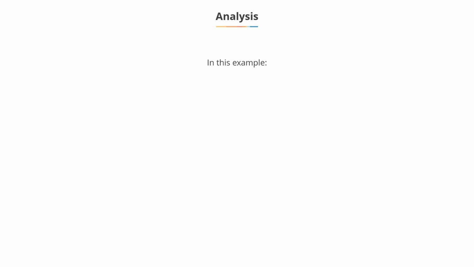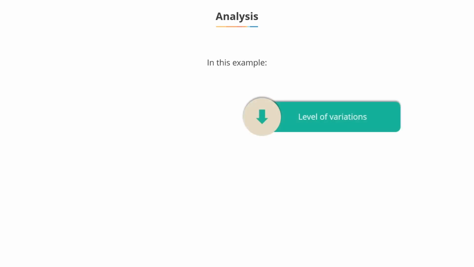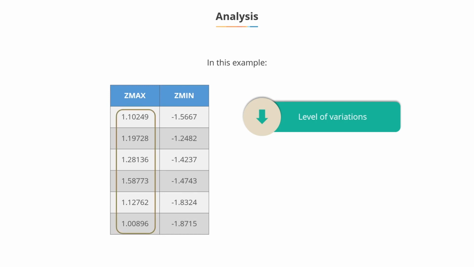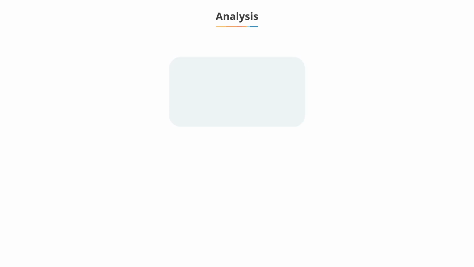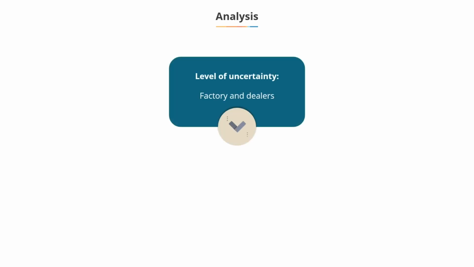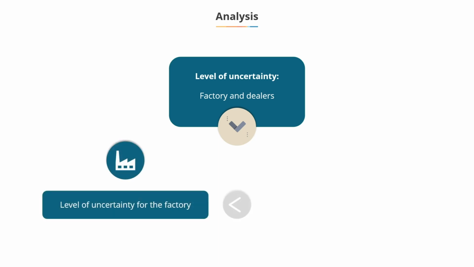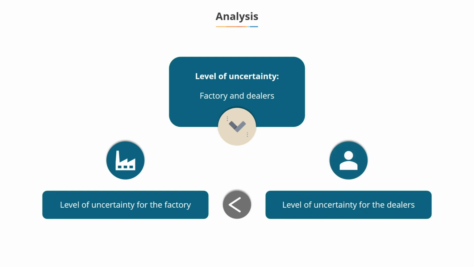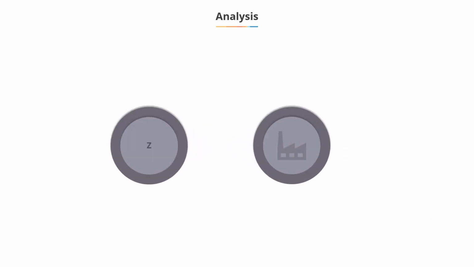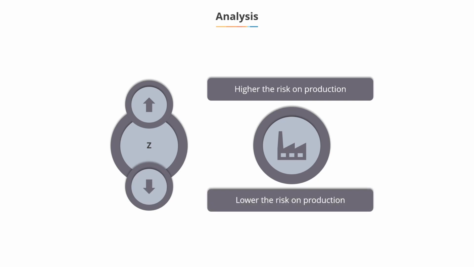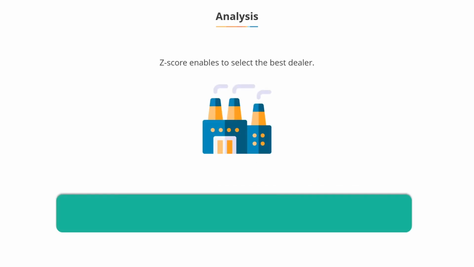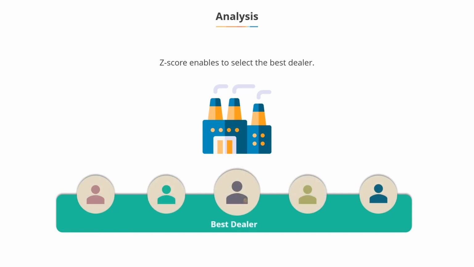In this specific example, however, owing to low levels of variation, as observed from the coefficient of variation, we can see that the z-scores or the standard scores vary over a narrow range, which shows that the levels of uncertainty, both for the factory and the dealers, and consequently the risk, are quite low. Further, the level of uncertainty is lower for the factory than for dealers, which means the higher the z-score value, the higher the risk of production getting affected at the factory. The lower the z-score, the lower the risk to production. This enables the factory to choose the best dealer for the goods that can be dispatched on a regular basis.